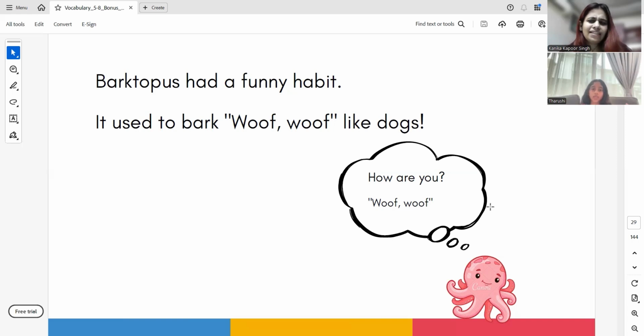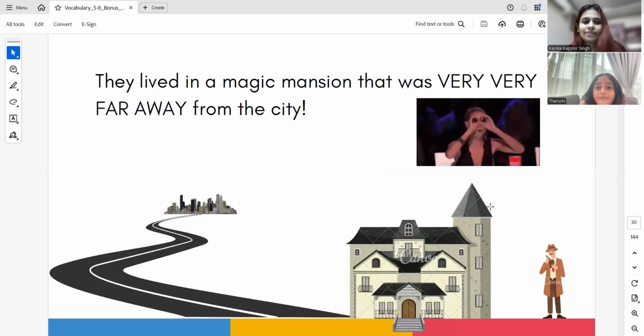So, why was this octopus named Barktopus? Because he barked like a wolf. He barked like a dog. And how do dogs bark? Woof woof. Yeah. They lived in a magic mansion, both of them, that was very, very far away from the city. You can see the city and the mansion. It's very, very far from the city.